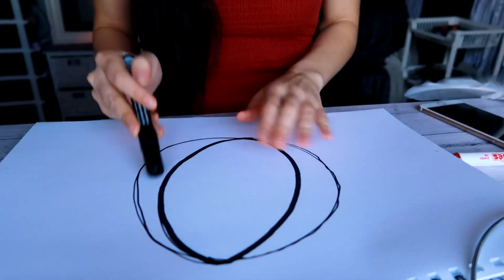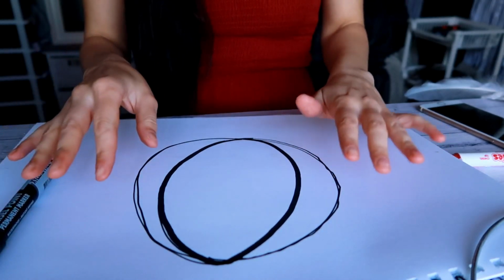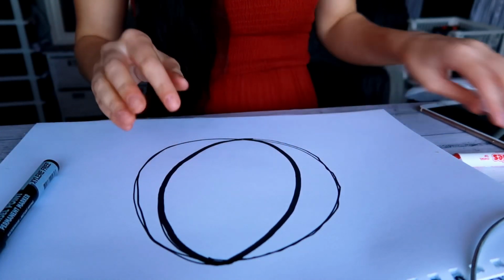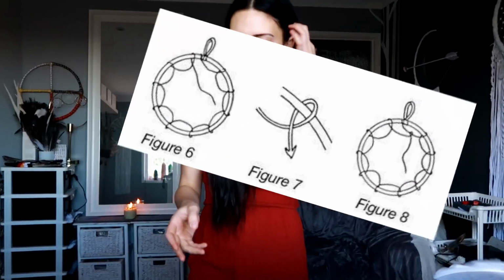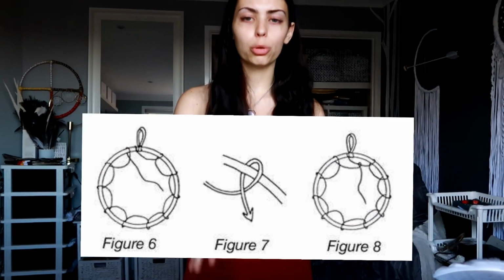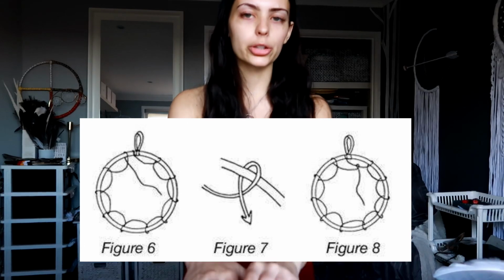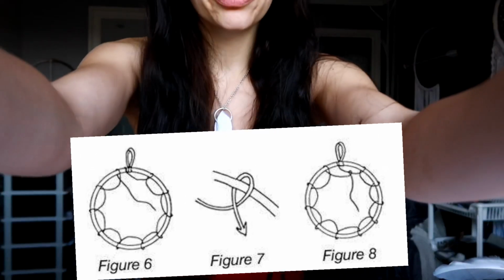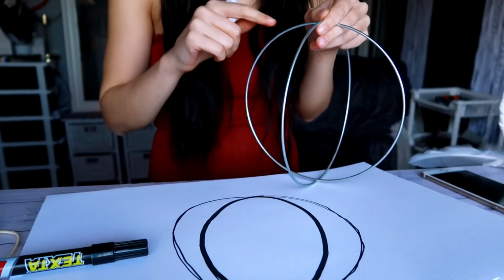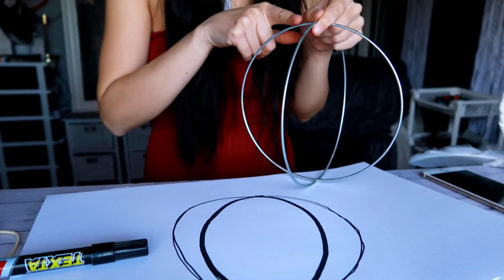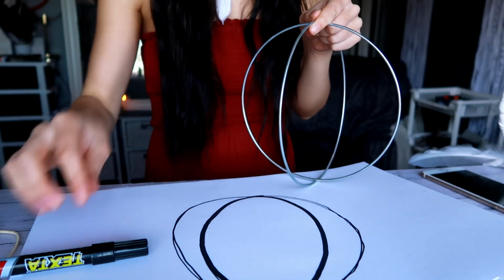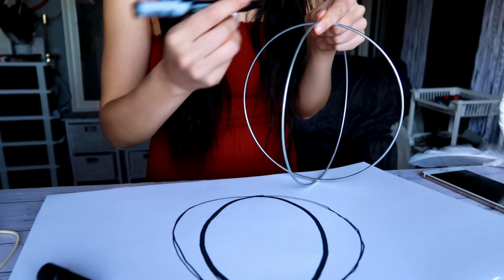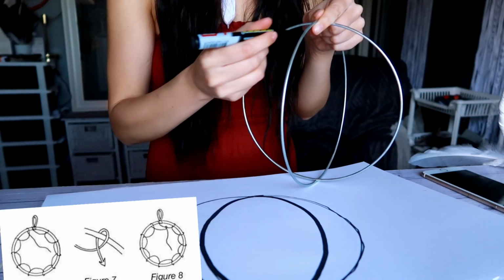Once you have these 2 hoops, you're going to start by doing the basic Dreamcatcher weaving pattern. You have to know how to weave a Dreamcatcher before you start making this project, because this is an advanced web technique. So when you start weaving your web, you're going to start with this hoop. We're going to start by doing the basic Dreamcatcher weaving technique.